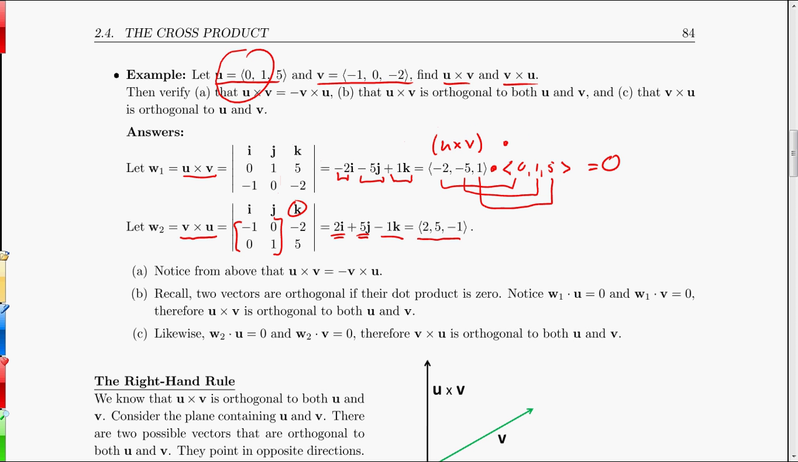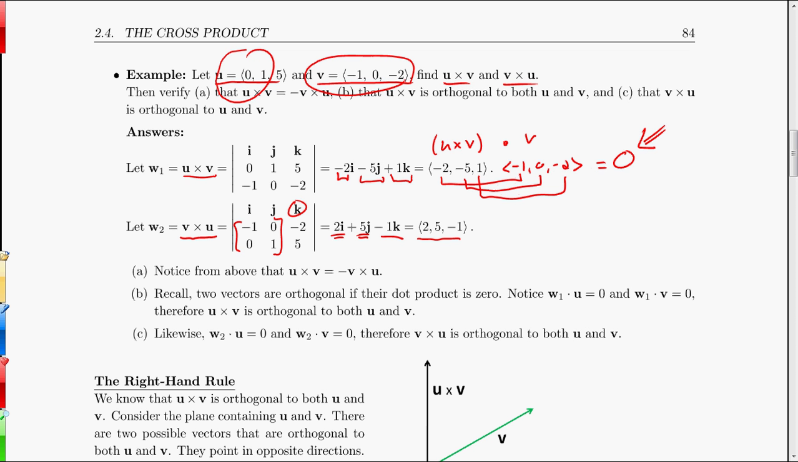If I do the same thing, only I take the dot product with V, let's see how that plays out. We should get 0 again, right? So take that. What is V? V is -1, 0, -2. I'm going to take that dot product. I have -2 times -1, which is 2, plus -5 times 0, which is 0, plus 1 times -2, which is -2, which gives me 0. So U cross V is also orthogonal to V, because the dot product is 0.